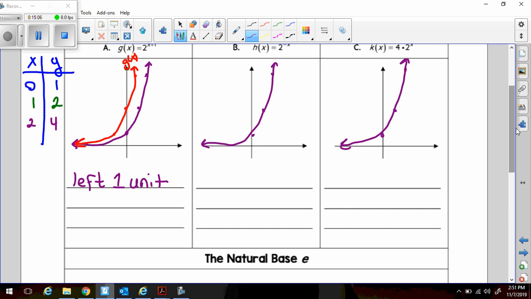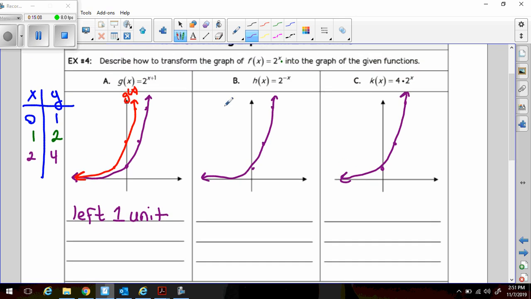That's all this changes. Part B, h of x, it doesn't shift it, but this negative x reflects the graph. Across which axis? Does it reflect it across the x-axis or the y-axis? I want you to write it here.